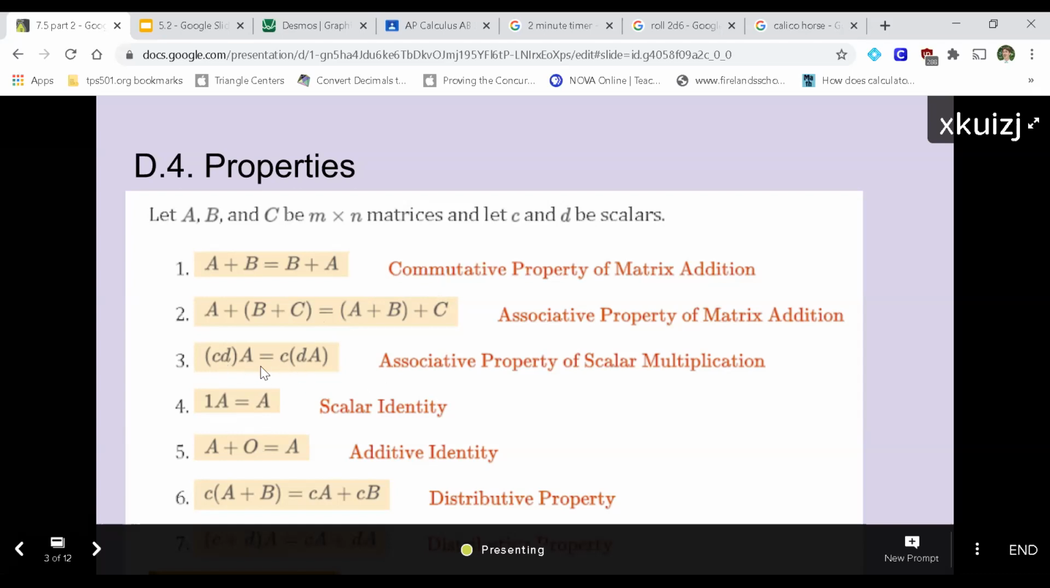Same thing with scalar multiplication. If I multiply my two numbers and then multiply by the matrix, I'll get the same thing if I did it one at a time. The identity for scalar multiplication is 1, because 1 times anything is itself. The additive identity is not 0, it's the 0 matrix, which is filled with zeros. So A plus the 0 matrix would just give you A, because for every element you add A. And then we already talked about this one yesterday, but the distributive property works. I can multiply my scalar through the parentheses.